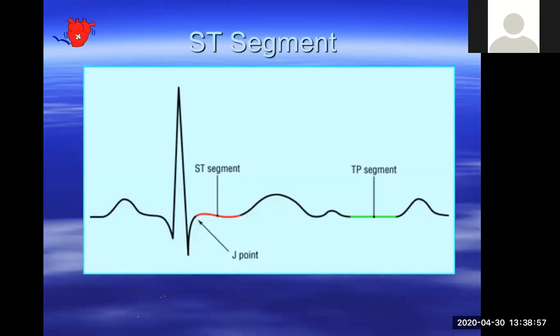Is it isoelectric? Isoelectric means it should be at the same level as the interval between the T and P wave, called the TP segment. So you look at the ST segment and look at the TP segment. Are they the same level or not? If the ST segment is down, that probably indicates ischemia or strain. If it is up, in the context of a good history, it can indicate myocardial infarction.